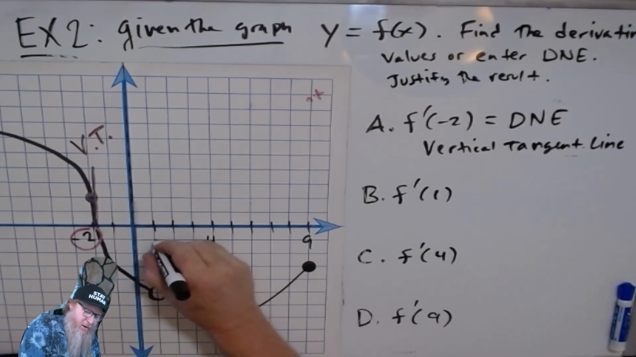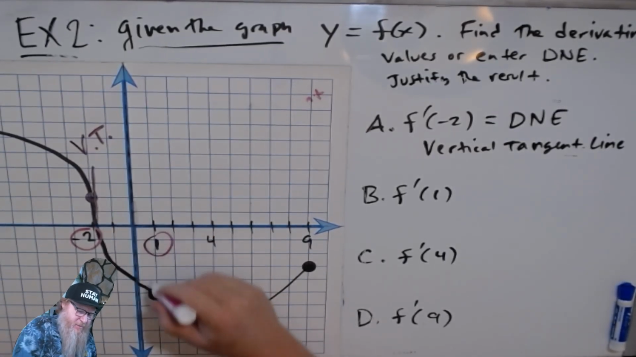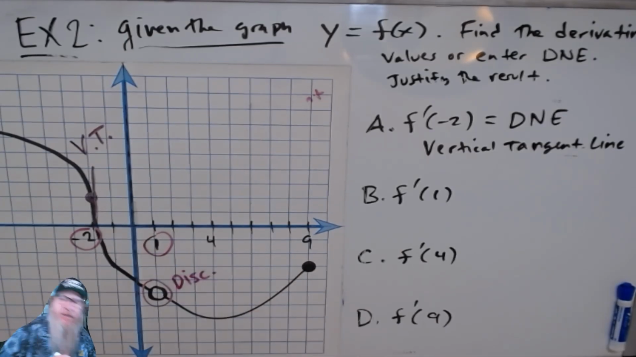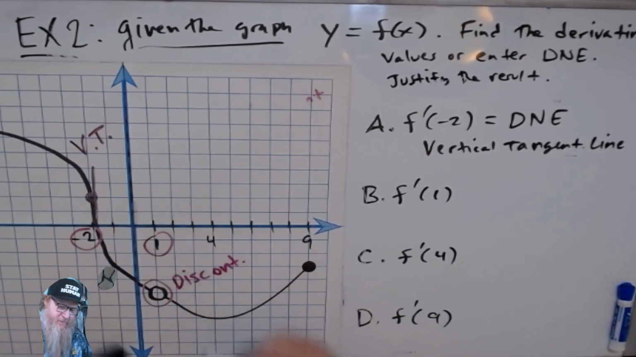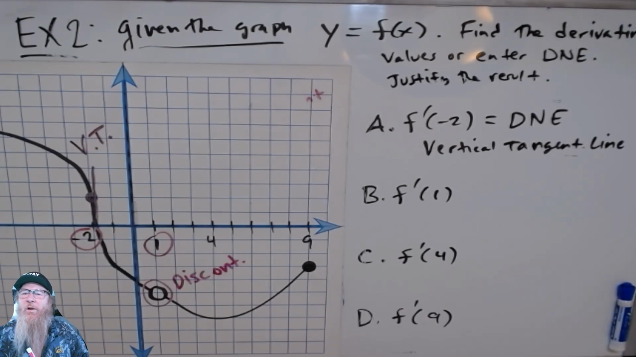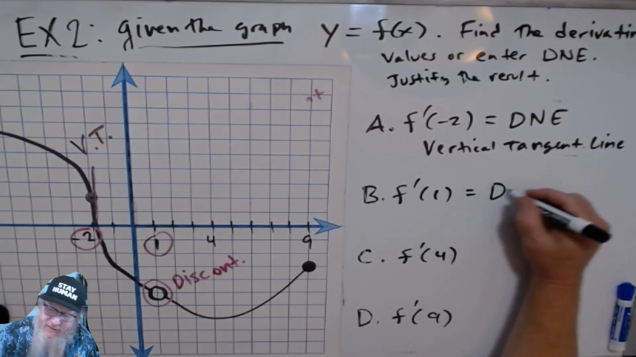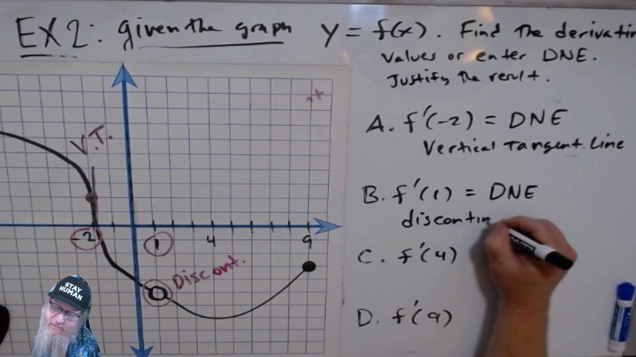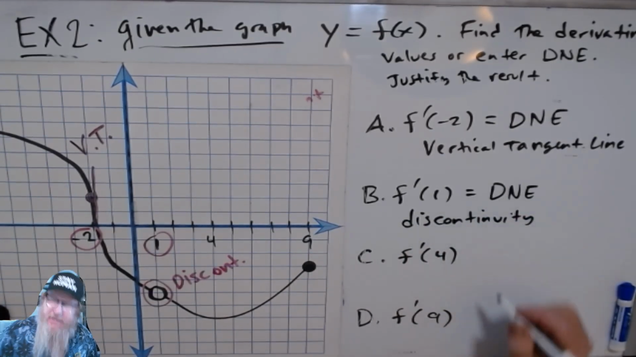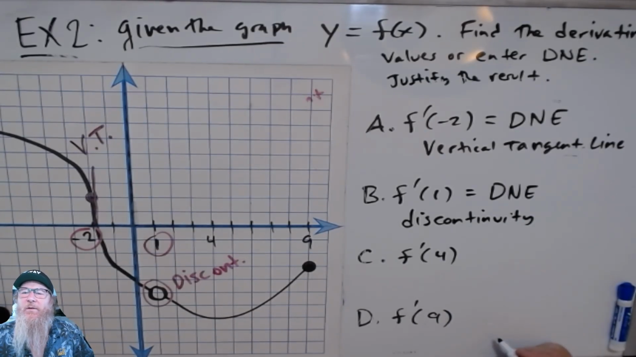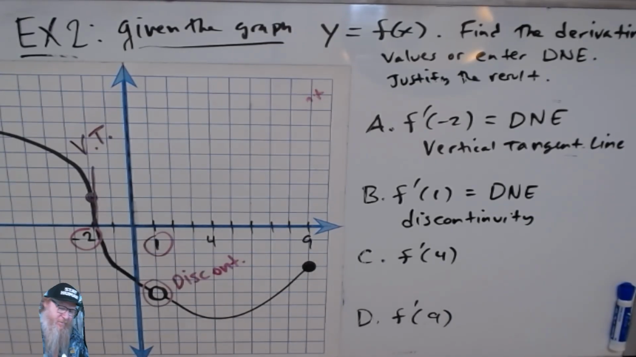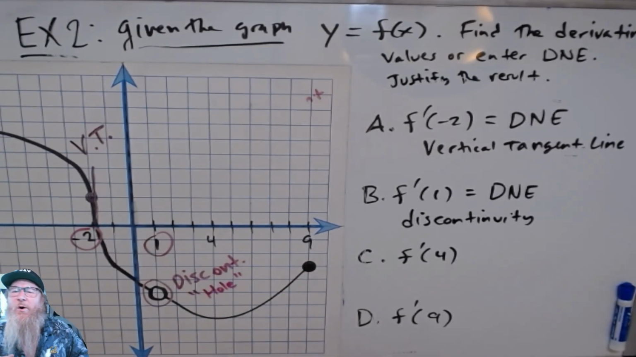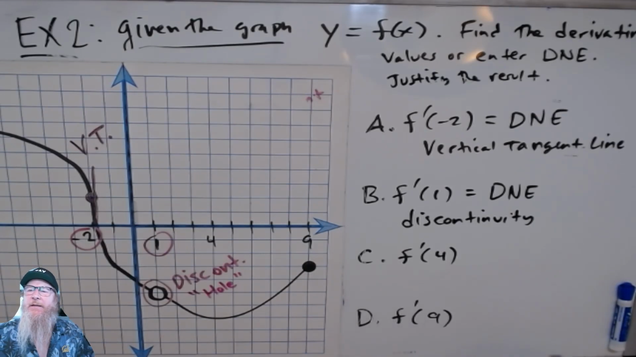Okay, at 1, we have a discontinuity. There's a hole. So again, DNE. It's a discontinuity or a hole. Back in the previous chapter, we called that a hole, or also known as a removable discontinuity.